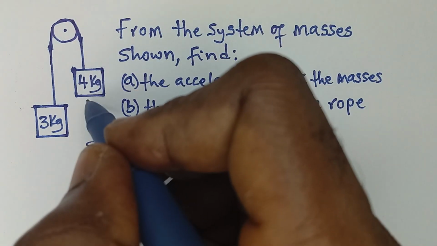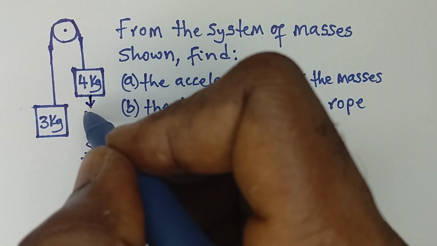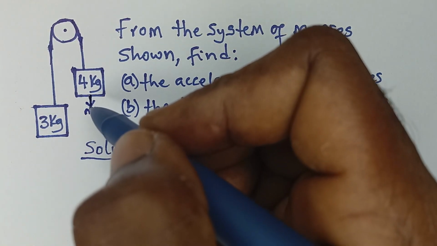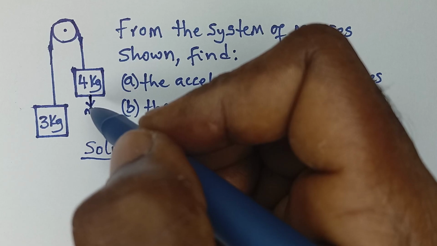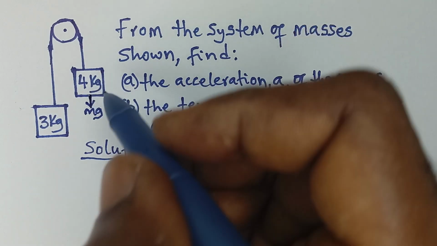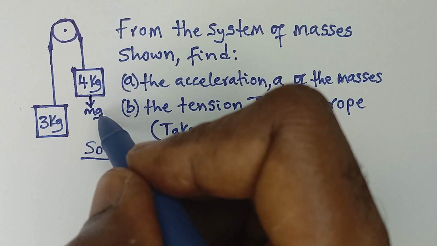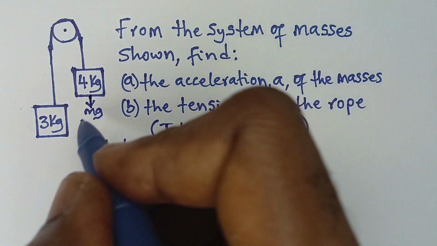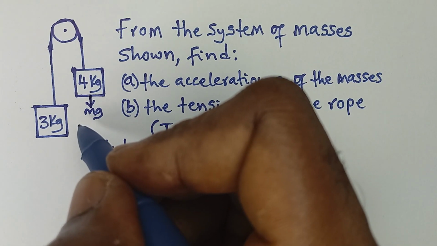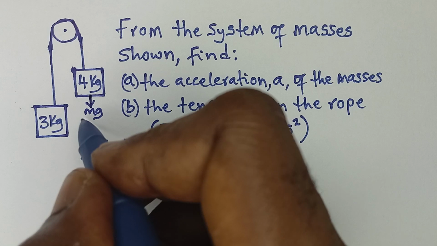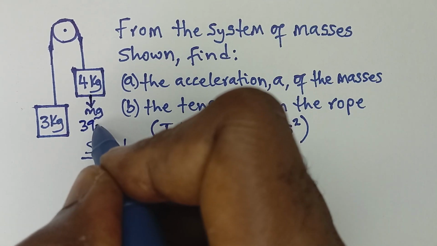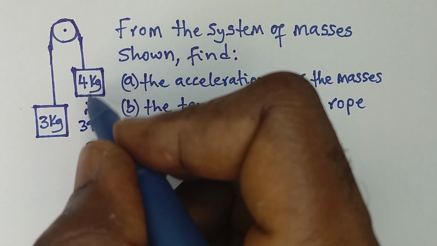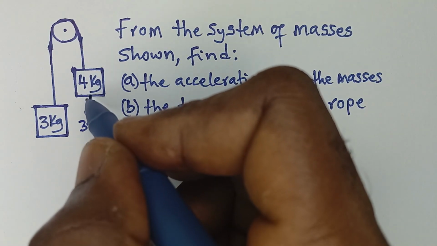So the weight of this 4 kilogram mass will act downward as mg. That is the weight. It will act downward as mg. So mg means the mass multiplied by acceleration due to gravity. So if we multiply this 4 by 9.8, it is going to give us 39.2 Newton as the weight of this 4 kilogram mass. So the weight will act downward.